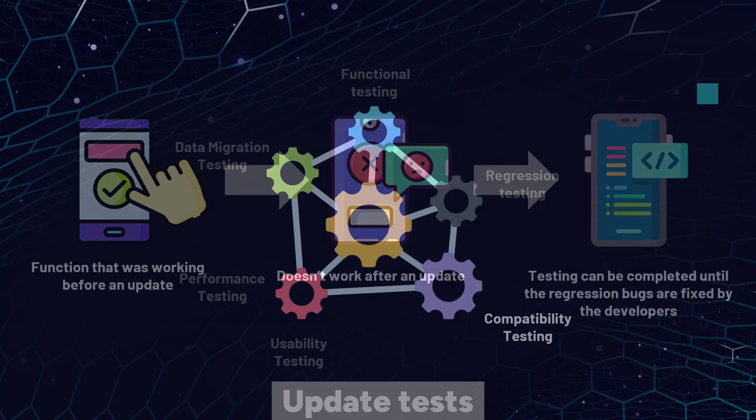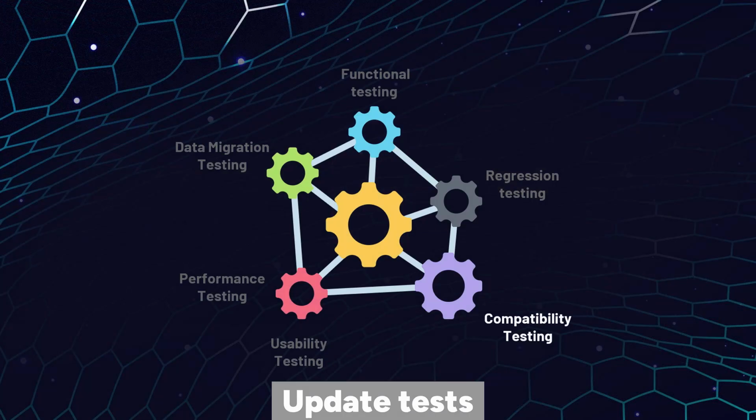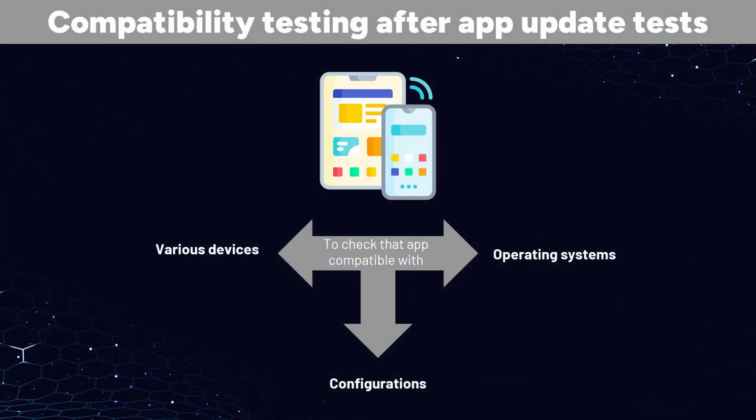The next key aspect that the tester should consider and test during an update test is 3. Compatibility testing. Testers may also perform compatibility testing during an update test. This involves checking whether the updated application is compatible with various devices, operating systems, and configurations.